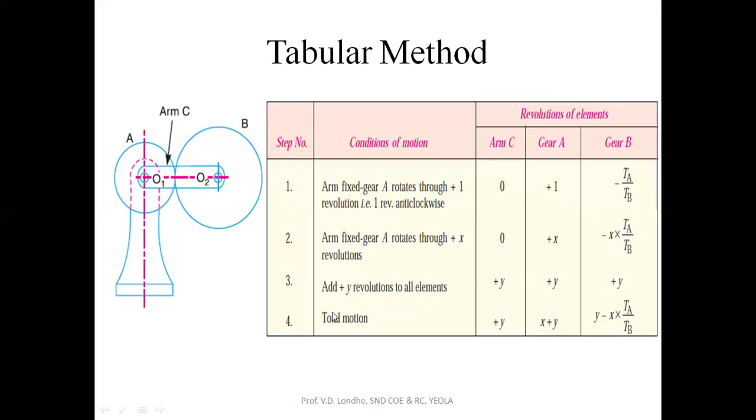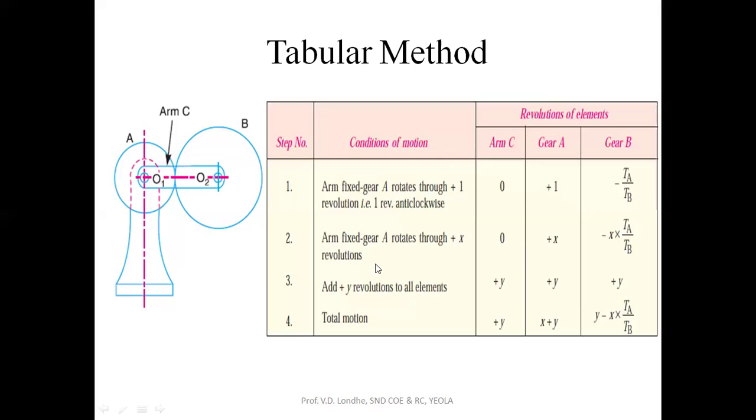Then the last step is what? You have to just do the summation of the second step and the third step. So here it will be y, here it will be x plus y, and it will be y minus x into TA by TB. So in this way, you can find the number of motions, the number of revolutions given to each and every element of the epicyclic gear train.